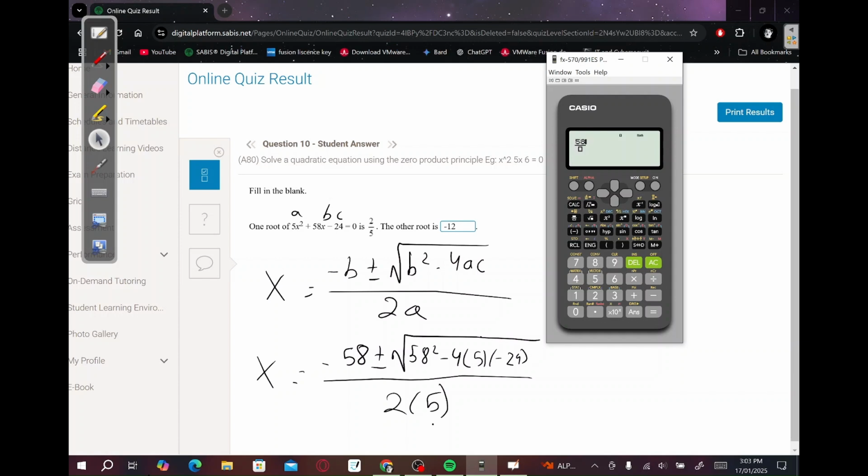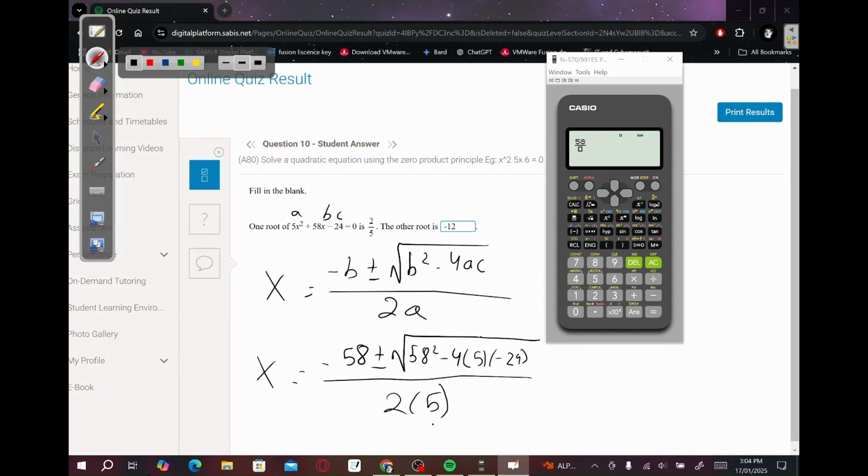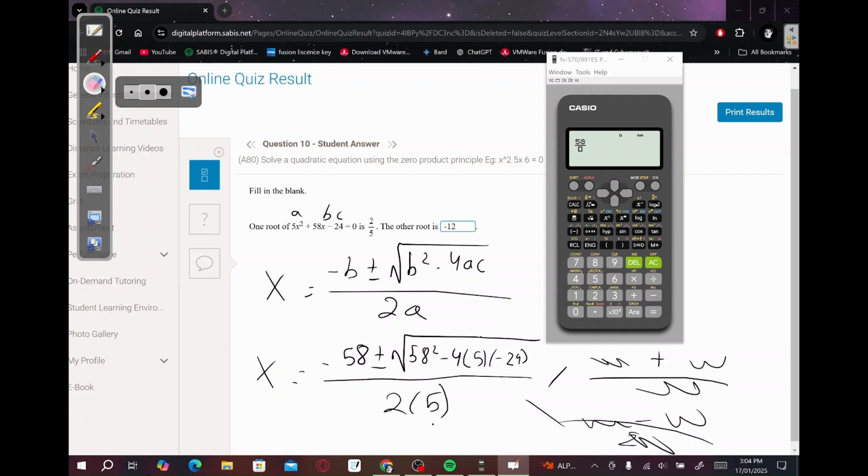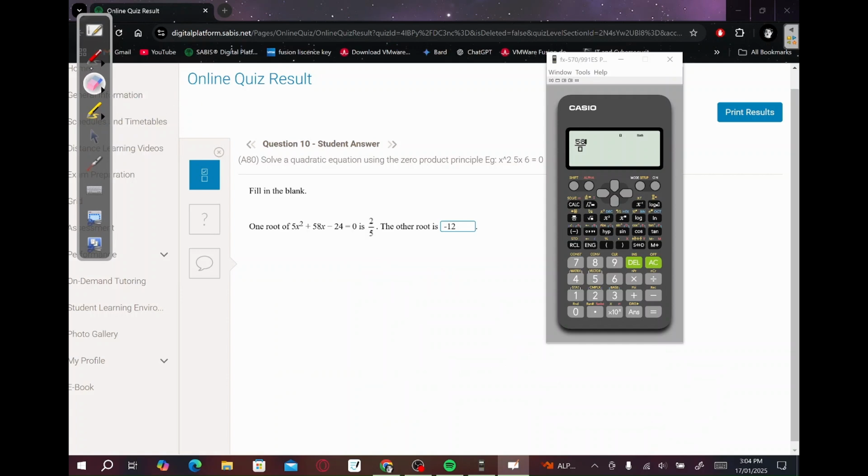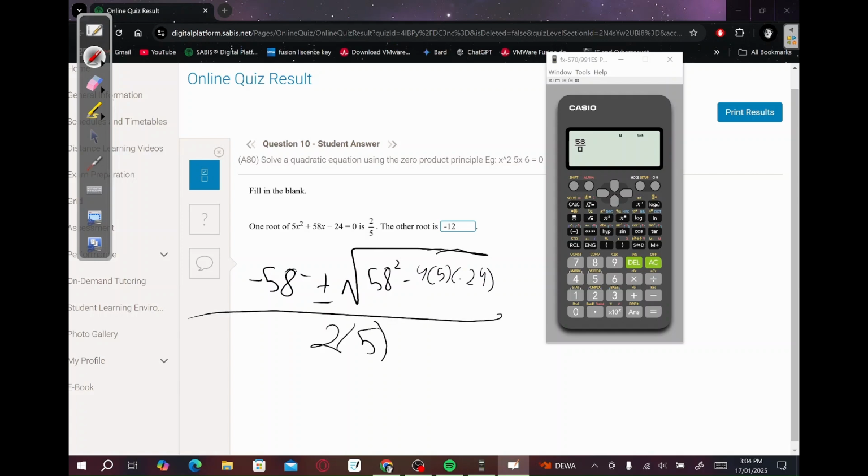So, we're just going to substitute in these values and put them into our calculator. Now we're going to have to consider each case at a time, because this splits up. This is a plus or minus. So this actually splits up into blah blah blah plus blah blah blah all over whatever, and blah blah blah minus blah blah blah all over whatever. So it's two cases. Okay, I just erased the whole thing. It's fine. Negative 58 plus or minus root 58 squared minus 4 into 5 into negative 24 all over 2 into 5. This is our equation. Okay.